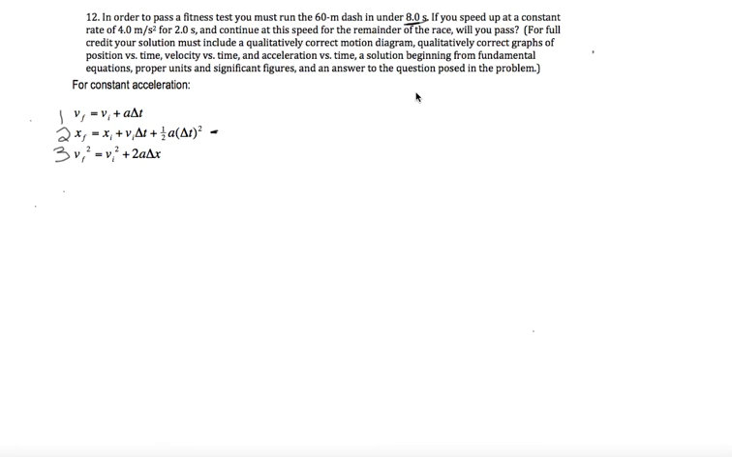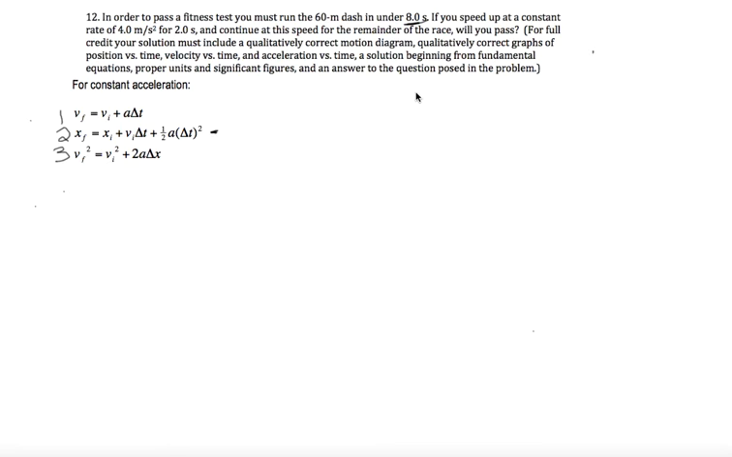So there's two parts, two different types of motion going on. They're both constant acceleration. Initially, you have an acceleration of 4 meters per second squared, and then you have an acceleration of 0 meters per second squared.